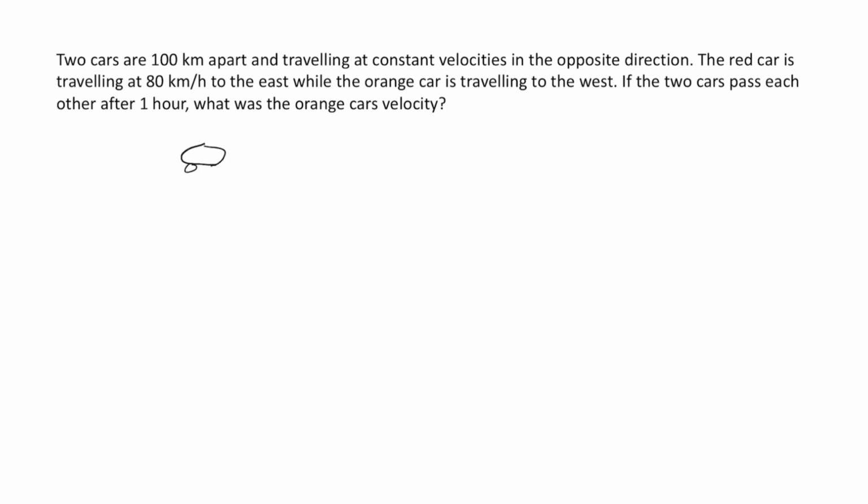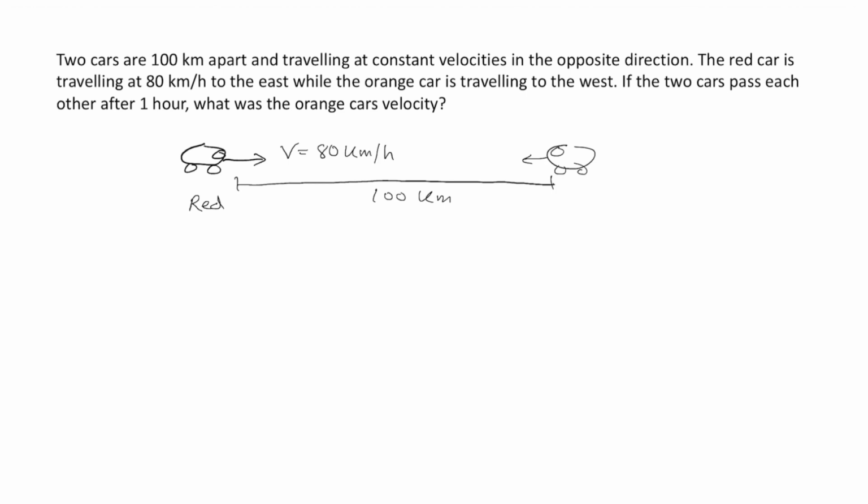So in this question, we are told that there are two cars that are 100 kilometers apart and traveling at constant velocities in the opposite directions. So we have one car going to the east, one car going to the west. They're 100 kilometers apart. And we know that the red car, which is the car that's moving to the east, is moving with a velocity of 80 kilometers per hour.